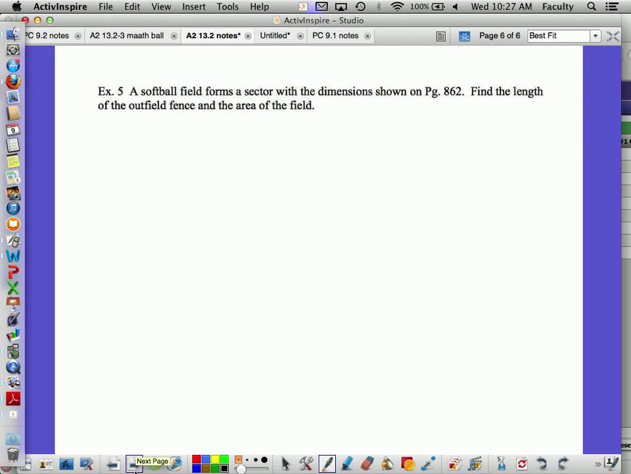Go ahead and open your textbooks to page 862. And there is a picture of a softball field. And I'll do my best to draw something like this.